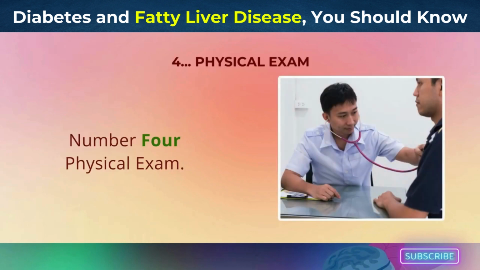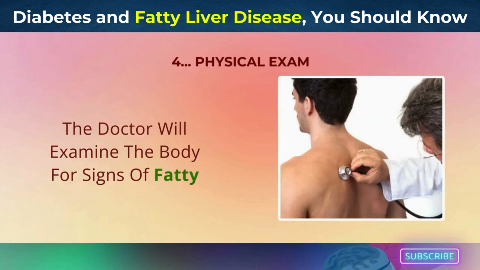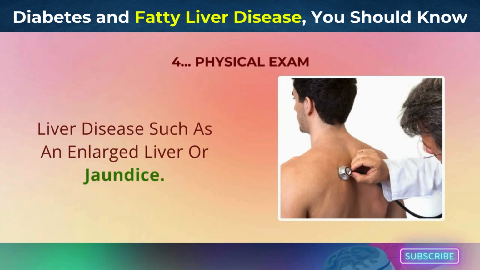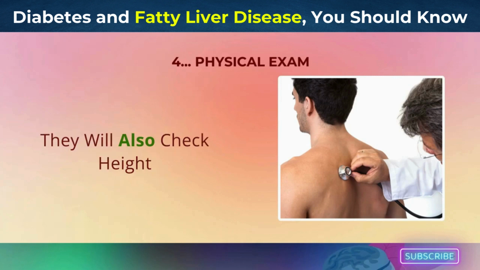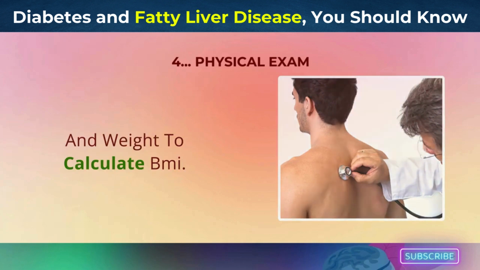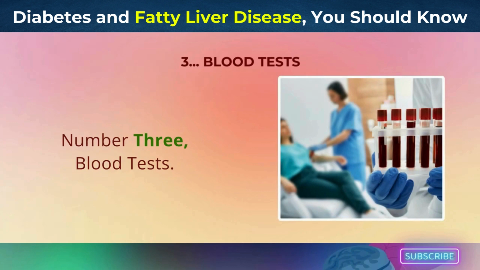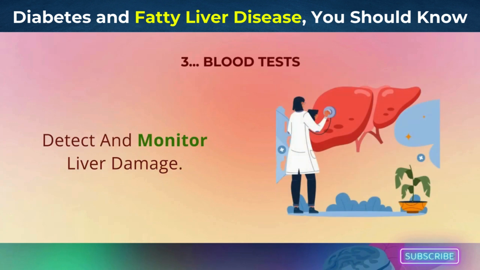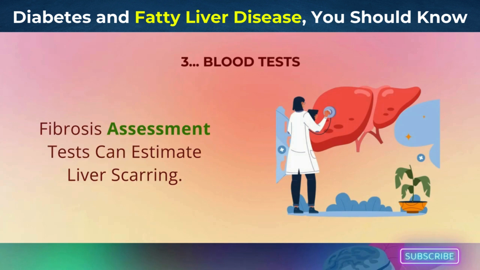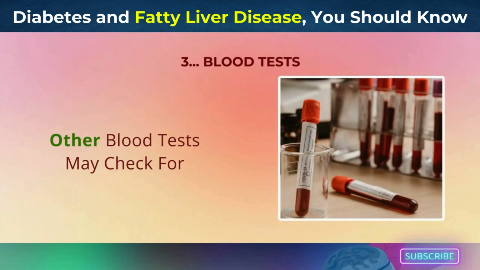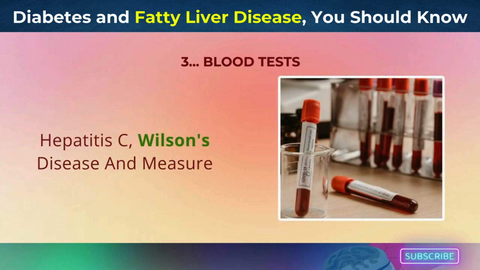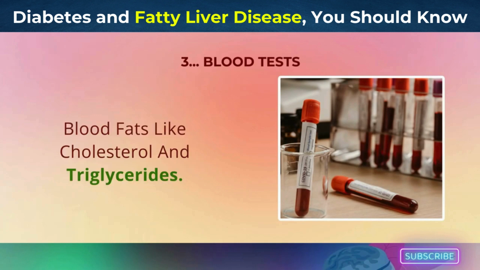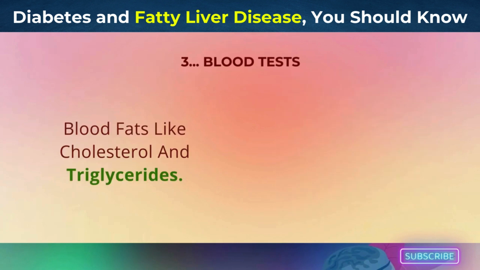Number 4. Physical exam. The doctor will examine the body for signs of fatty liver disease, such as an enlarged liver or jaundice. They will also check height and weight to calculate BMI. Number 3. Blood tests. Liver function tests are used to detect and monitor liver damage. Fibrosis assessment tests can estimate liver scarring. Other blood tests may check for hepatitis C, Wilson's disease, and measure blood fats like cholesterol and triglycerides.